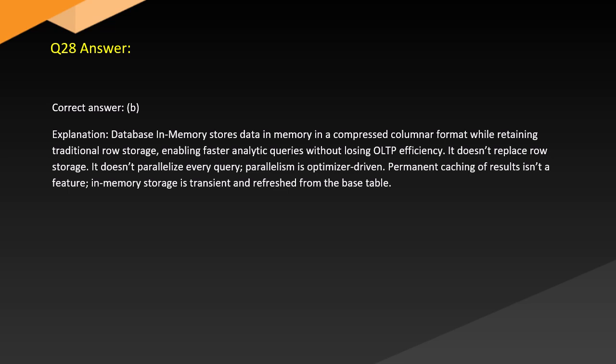Answer. Correct answer B. Explanation. Database In-Memory stores data in memory in a compressed columnar format while retaining traditional row storage, enabling faster analytic queries without losing transactional efficiency. It doesn't replace row storage. It doesn't parallelize every query. Parallelism is optimizer-driven. Permanent caching of results isn't a feature. In-memory storage is transient and refreshed from the base table.